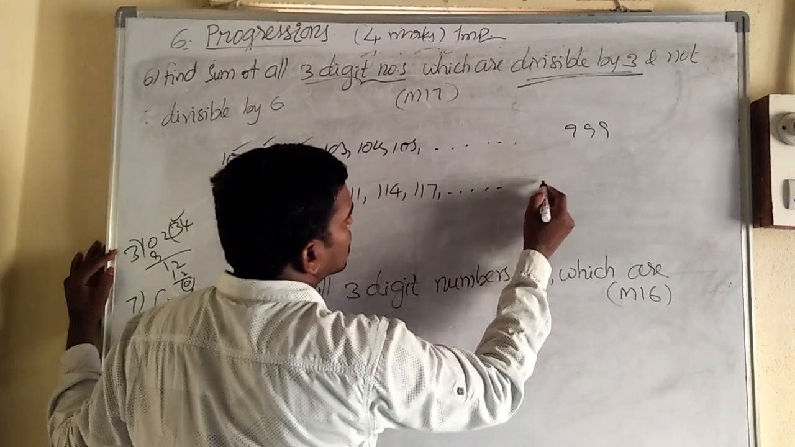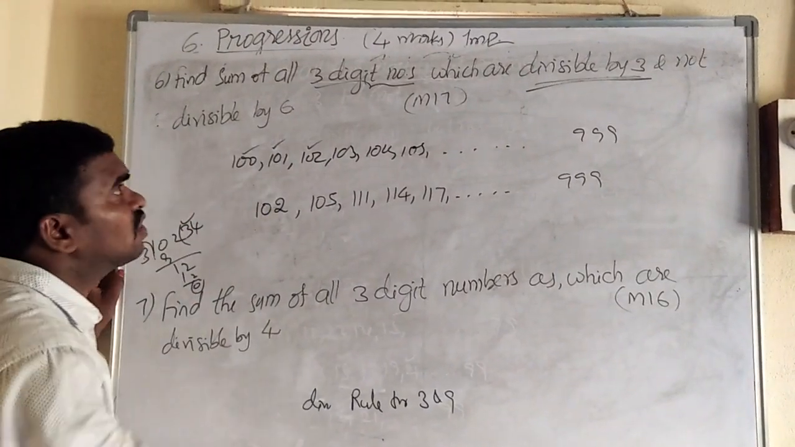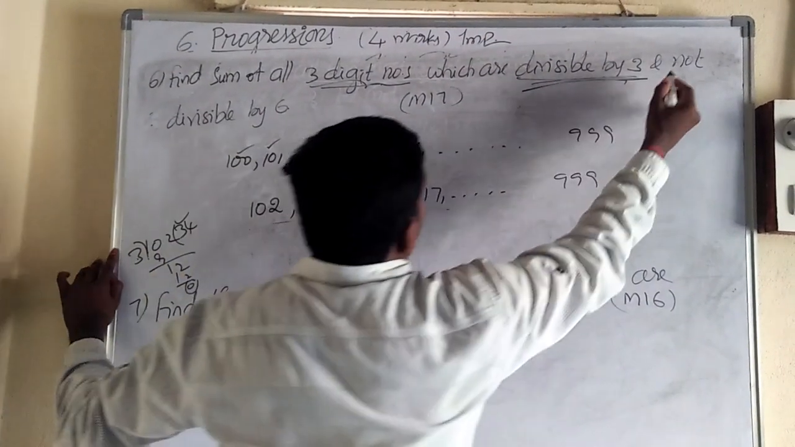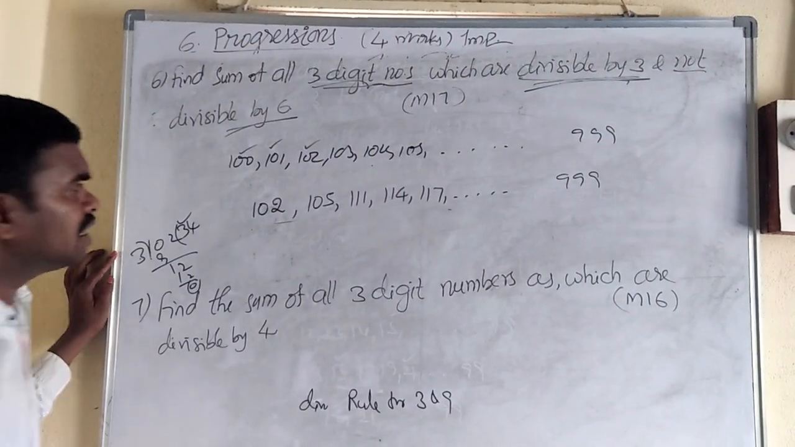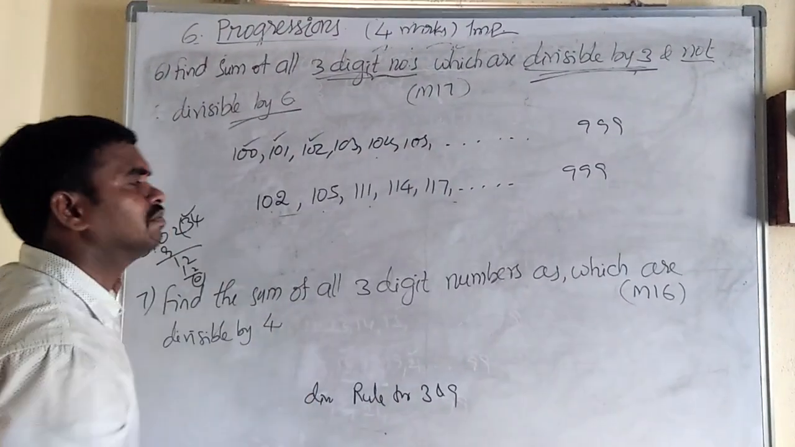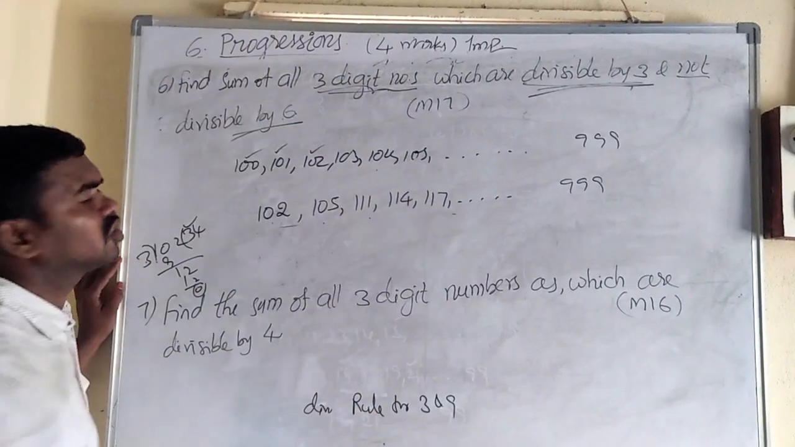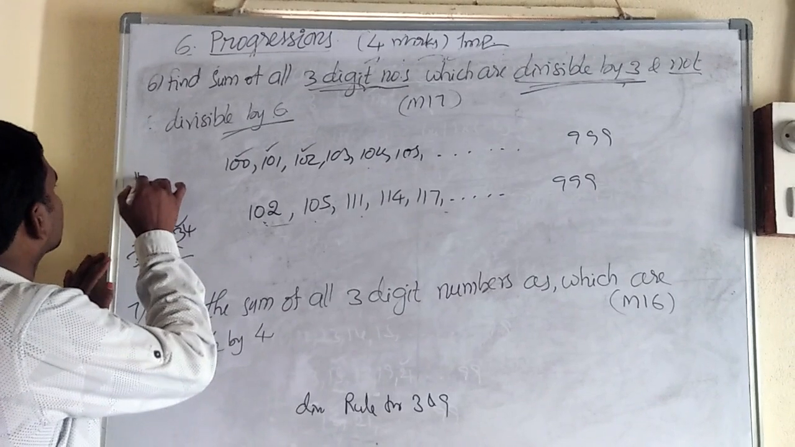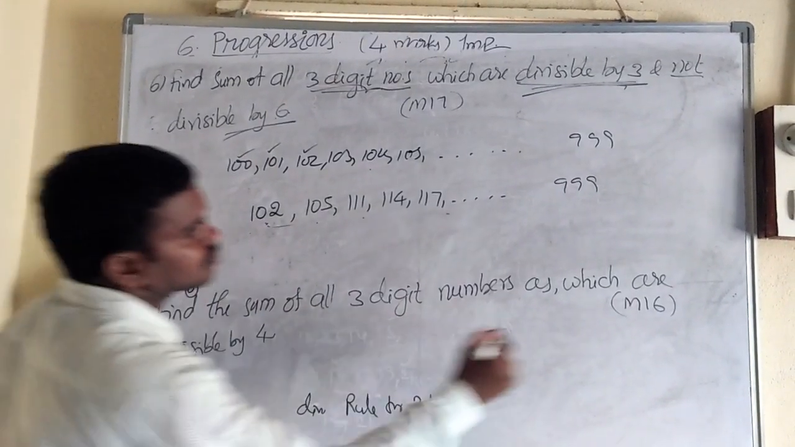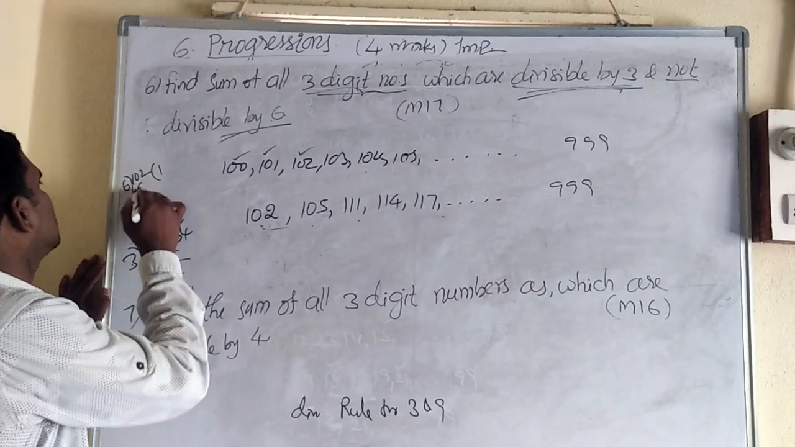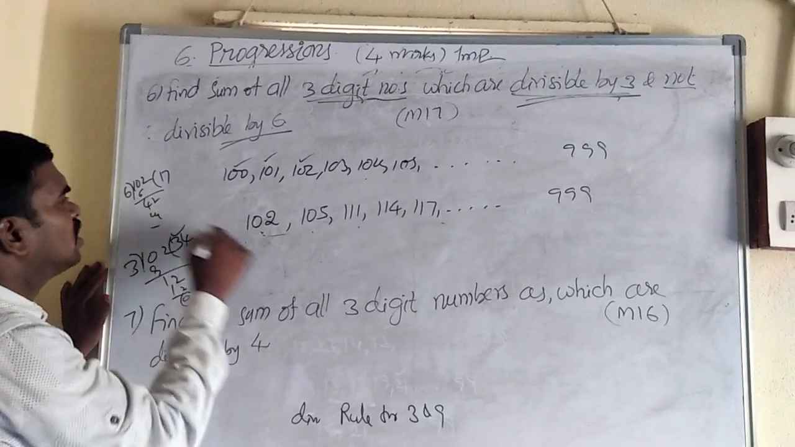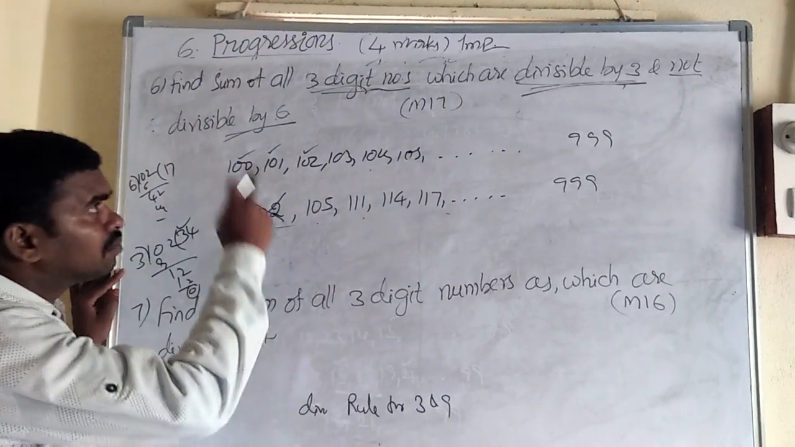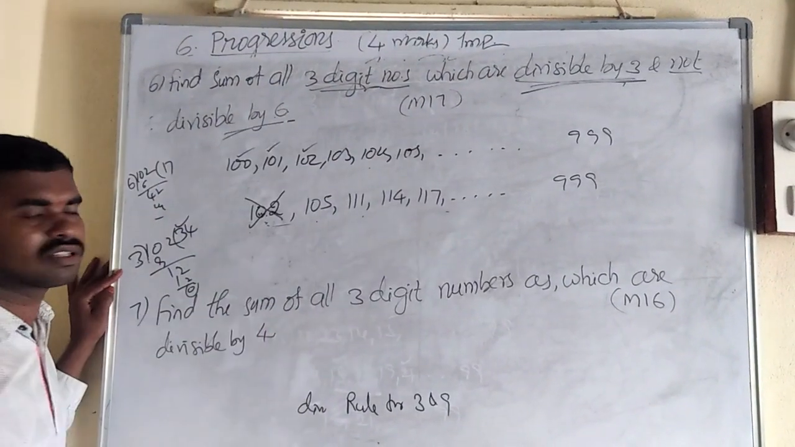Is 999 divisible by 3? Yes, 999 is also divisible by 3. Okay, the 3-digit numbers divisible by 3 are taken. And next, not divisible by 6. So in this, if any number is divisible by 6, remove it. Okay? Because we have to take numbers not divisible by 6. Check whether 102 is divisible by 6 or not. 6 1s are 6, 6 7s are 42. So it is divisible by 6, so it is not taken. Because the numbers must be 3-digit, divisible by 3, but not divisible by 6.